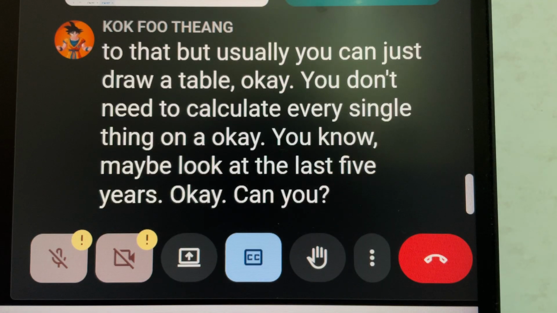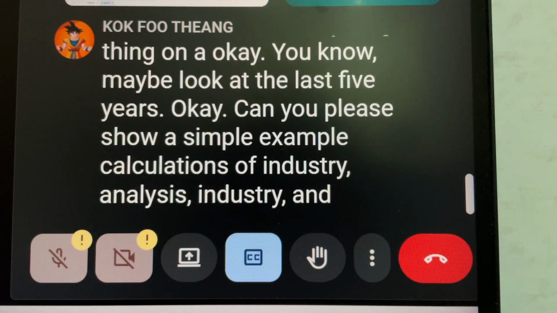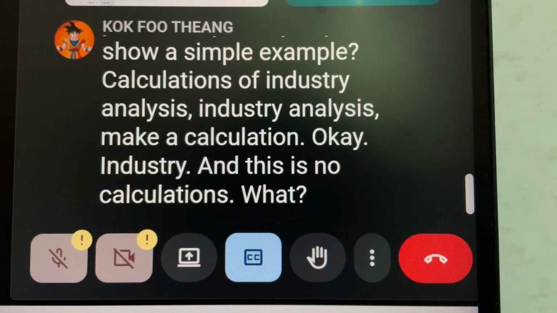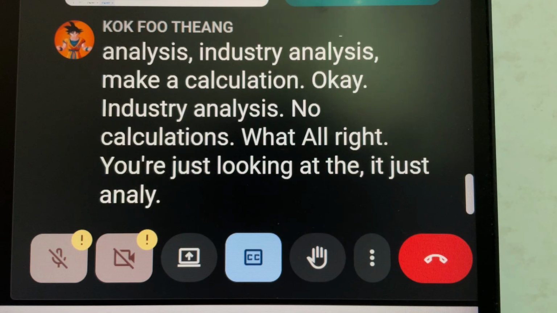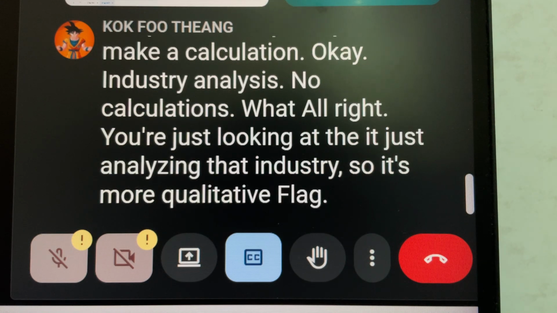Can you please show a simple example calculation of industry analysis? Industry analysis where got calculation one? Industry analysis has no calculations. You're just analyzing the industry, so it's more qualitative. There's not much calculation there.